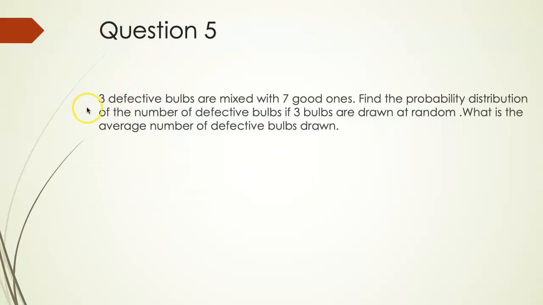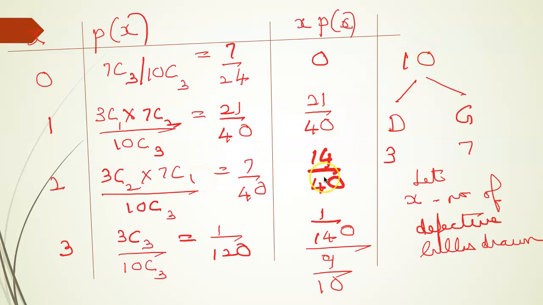Next question. 3 defective bulbs are mixed with 7 good ones. Find the probability distribution of the number of defective bulbs if 3 bulbs are drawn at random. What is the average number of defective bulbs drawn? So we have 10 bulbs totally, 3 are defective and 7 are good. So let x be the number of defective bulbs drawn. 3 are drawn, so we can have 0, 1, 2, 3 values.